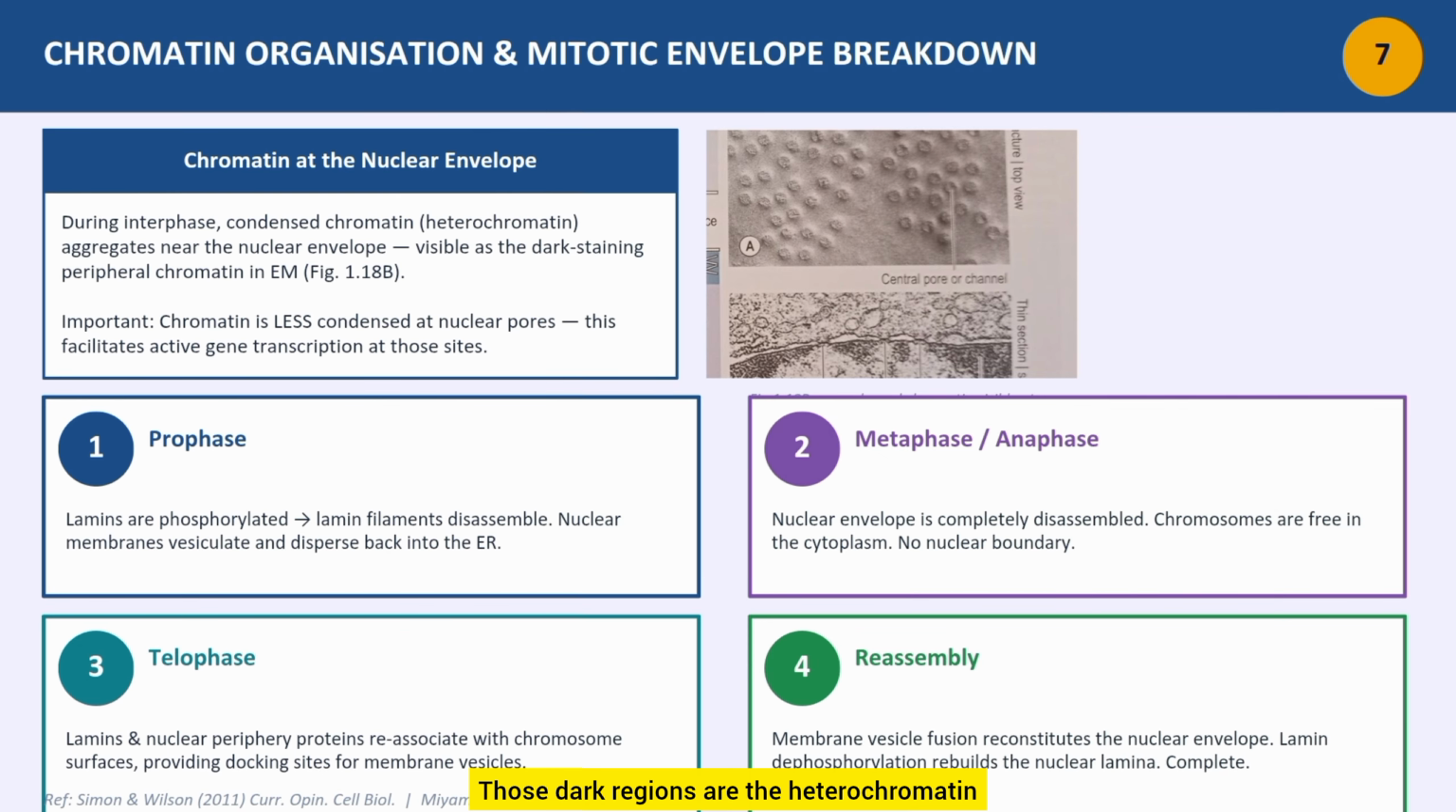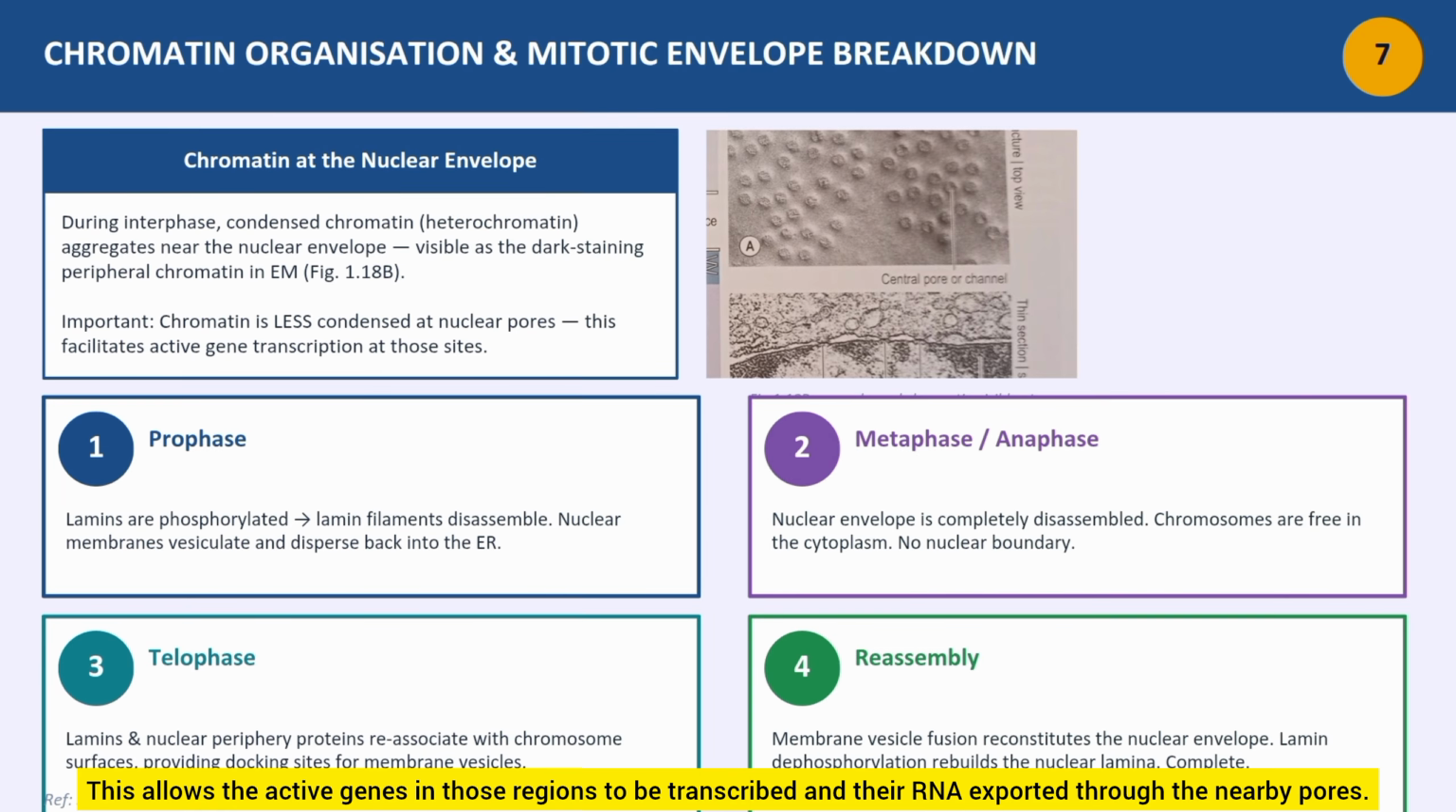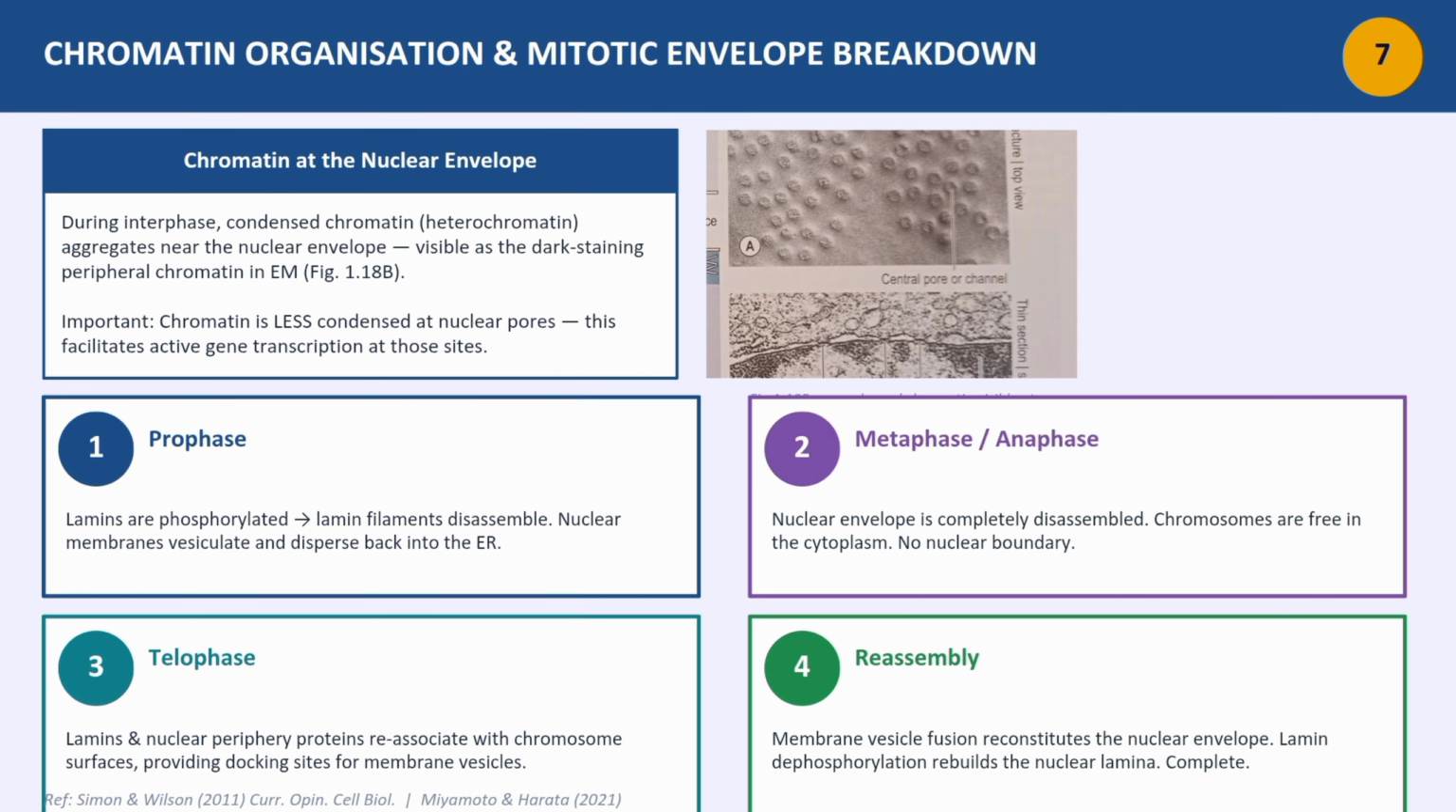Those dark regions are the heterochromatin. But notice that the chromatin is less condensed at the nuclear pores. This allows the active genes in those regions to be transcribed and their RNA exported through the nearby pores. Very efficient organization. Now, cell division, specifically mitosis and meiosis. The nucleus faces a major challenge. To divide the chromosomes, you need to completely dismantle the nuclear envelope and then rebuild it around the daughter nuclei.